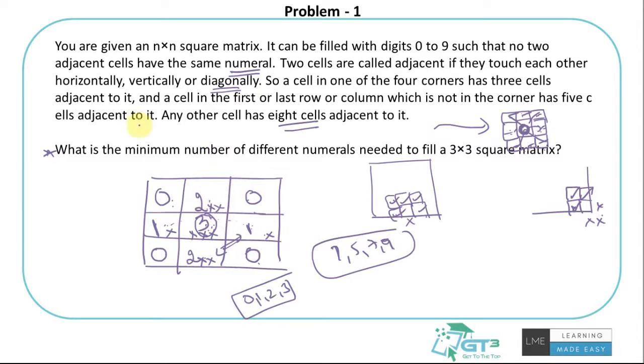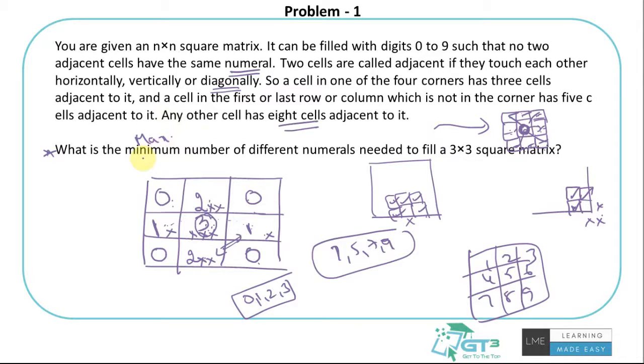If the question was asking what is the maximum number of different numerals that can be used to fill a 3 by 3 matrix, it is 9. So I'll obviously fill like this, or 0 to 8 or anything, basically any 9, and I'll try to fill with the minimum number of repetitions, that is every number or digit is appearing only once. That's the goal if I'm trying to put the maximum number of different numbers.